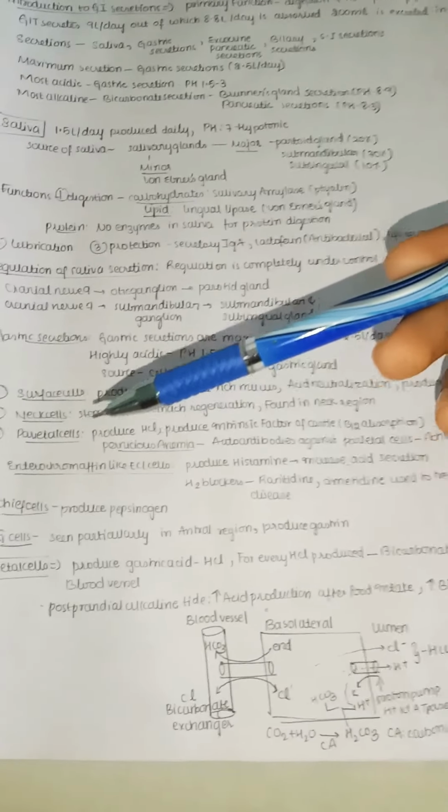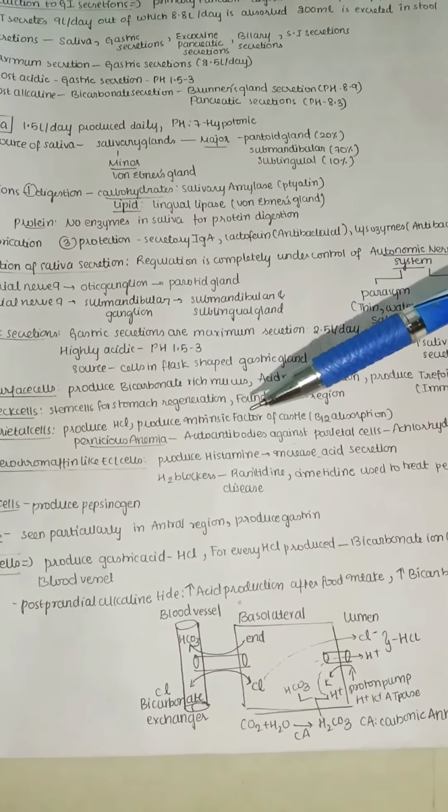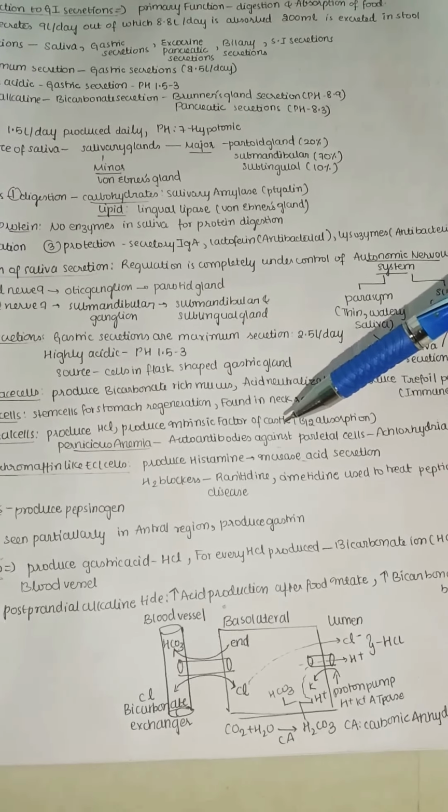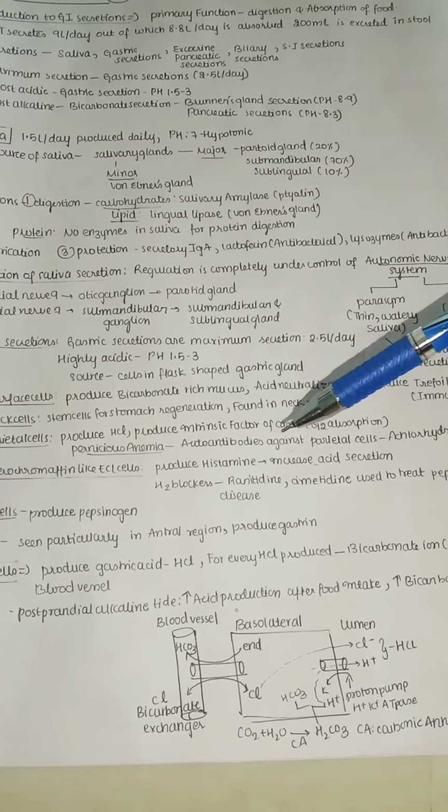Next you have the parietal cells which mainly produce HCl and also intrinsic factor of Castle. Intrinsic factor is useful for B12 absorption. B12 is called the extrinsic factor, and the intrinsic factor is produced from our stomach. So if both are present, then only B12 is absorbed from our stomach.